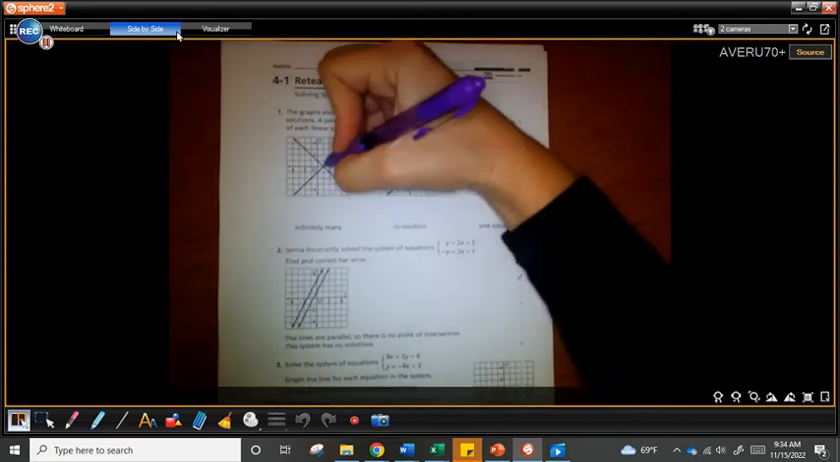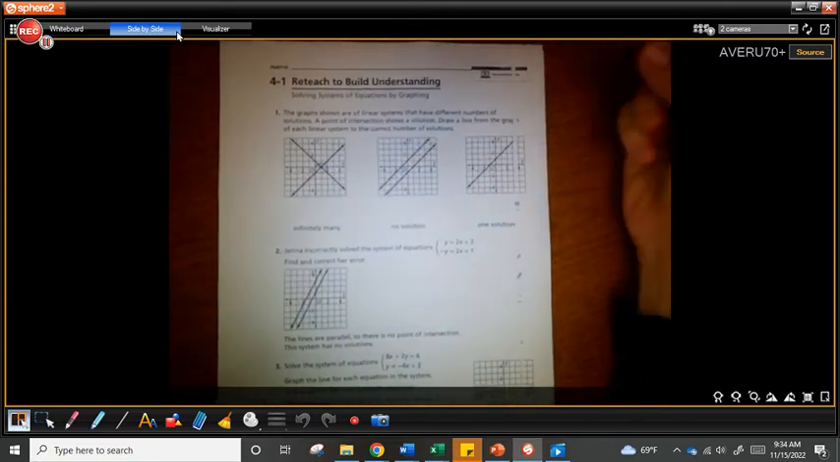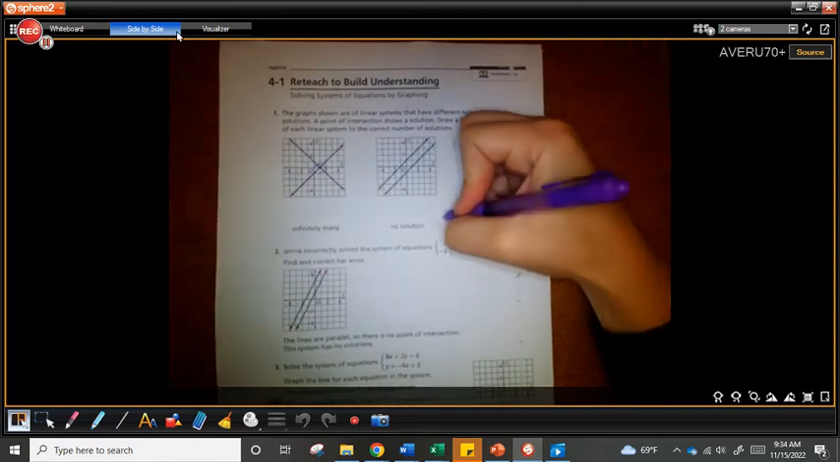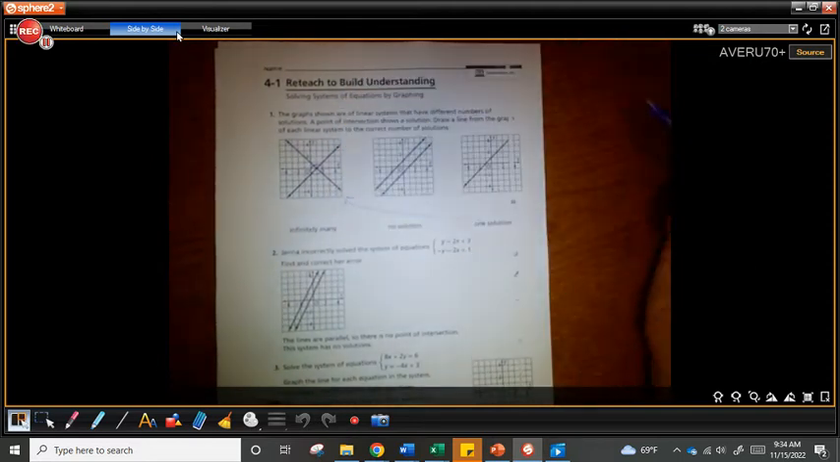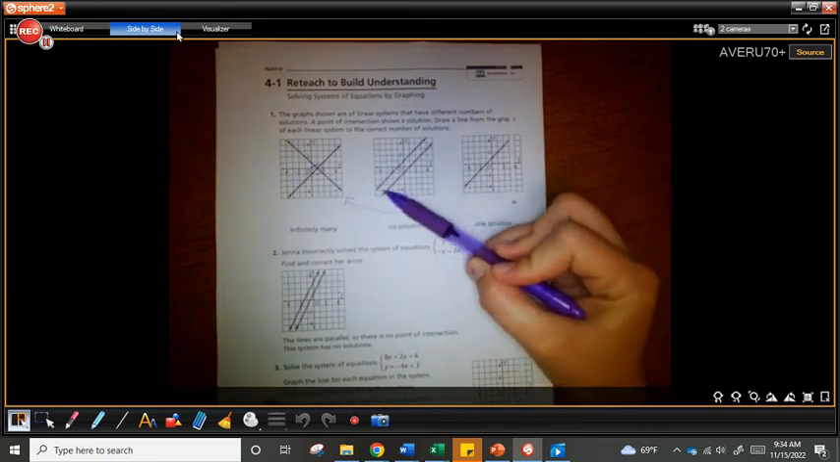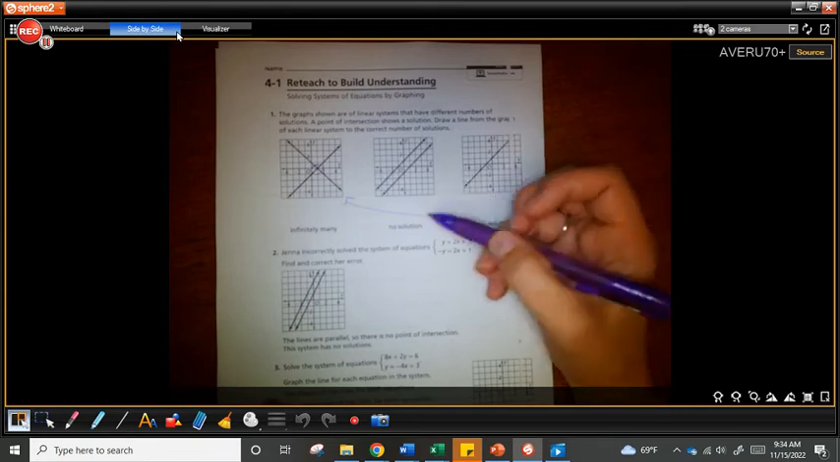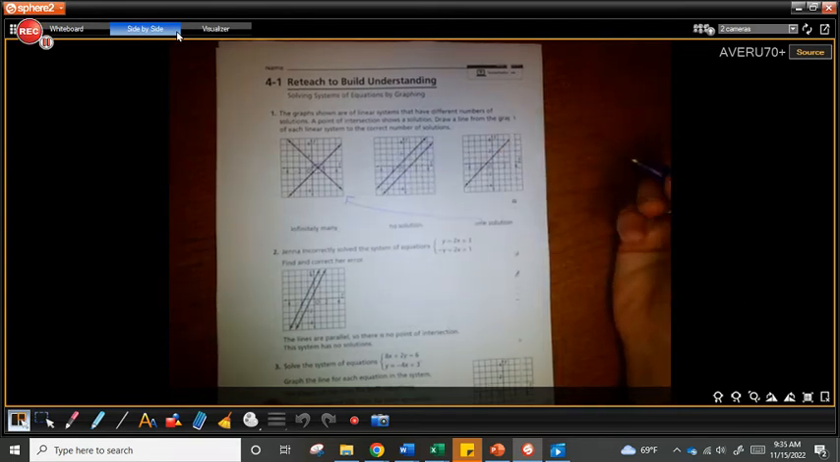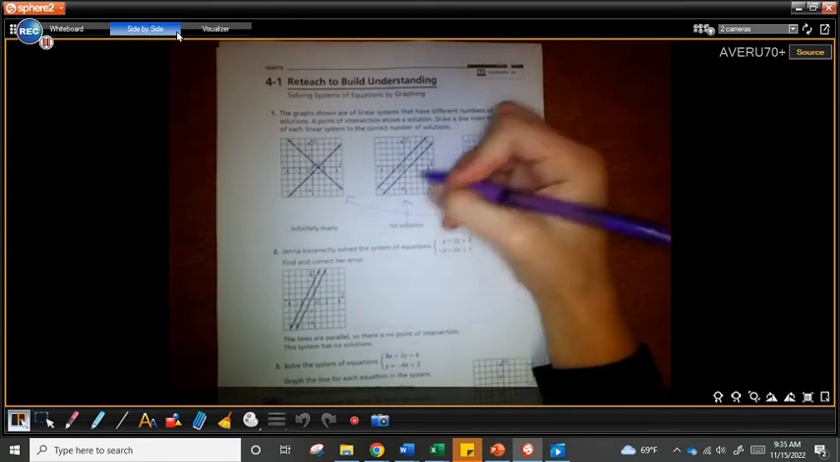So here, the lines intersect at one point. Therefore, this is one solution. Here, there is no solution because when we graphed these equations, they do not cross. There's no ordered pair where they meet. So this one is no solution.